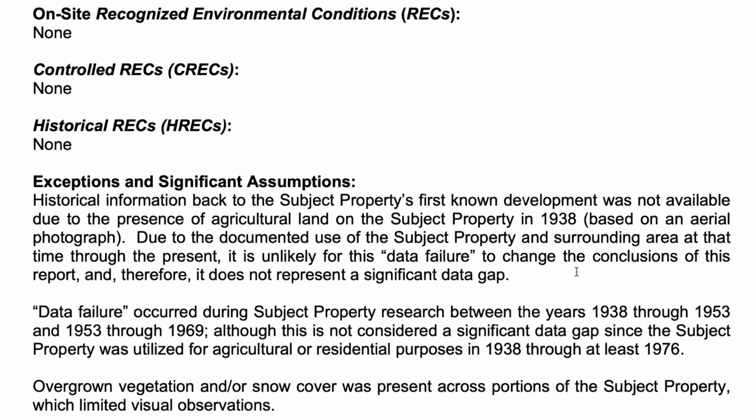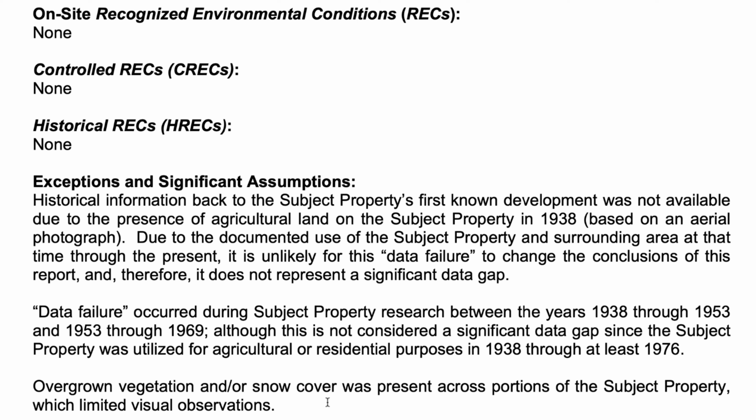So for example, one standard thing that they will look at is like the title history of the property to see who owned it, or like aerial photos or past uses and that kind of thing. And if they just flat out couldn't find that information, they're going to put that here, and they'll call it a data failure because they couldn't get the information. So something could have happened there that they didn't know about.